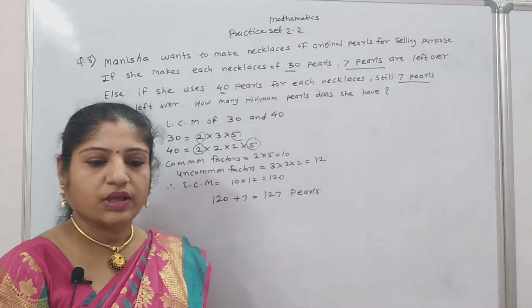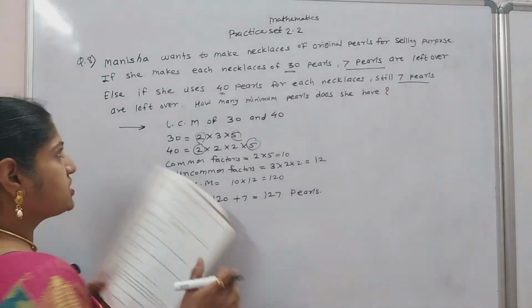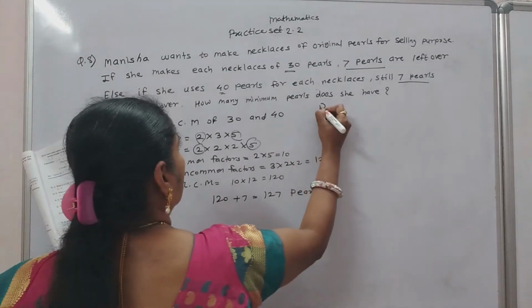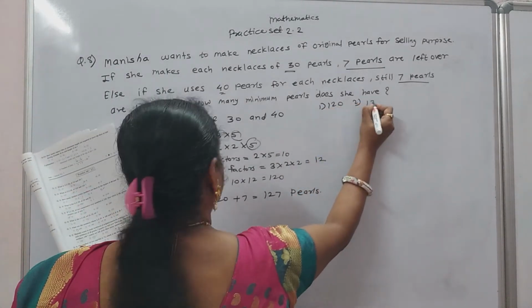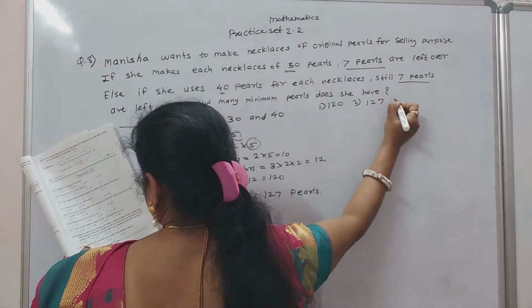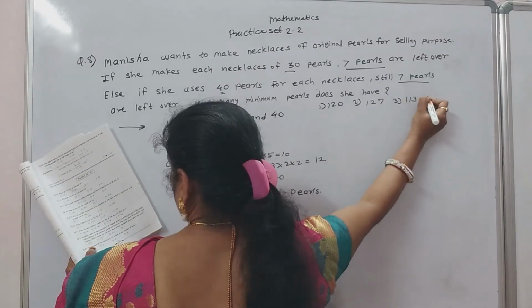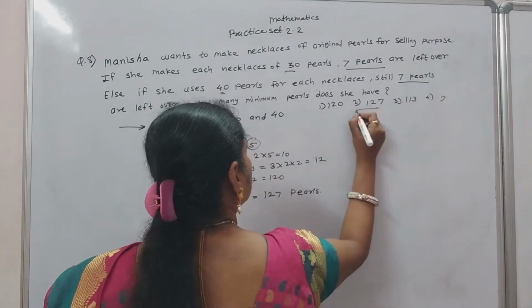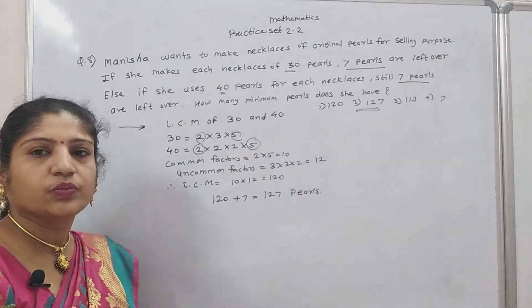And our answer options given are number 1, 120, number 2, 127, number 3, 113, and number 4, 7. So our answer is option number 2.